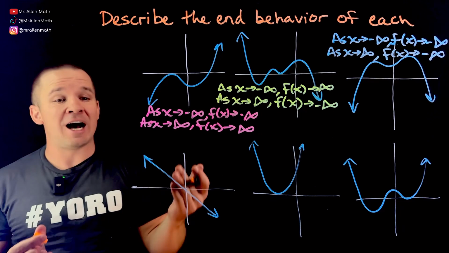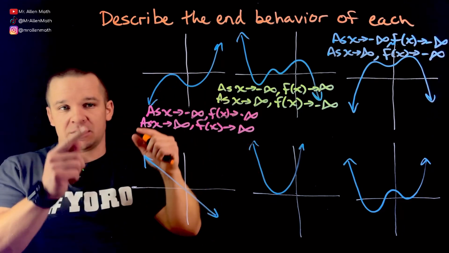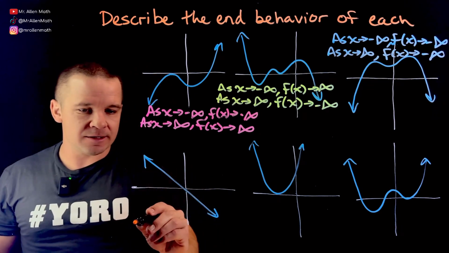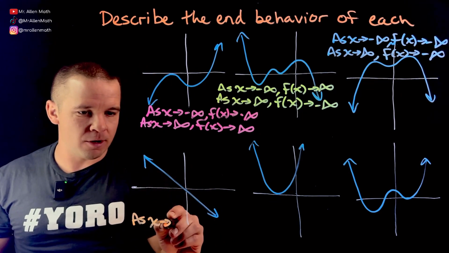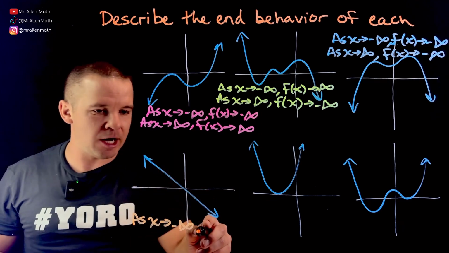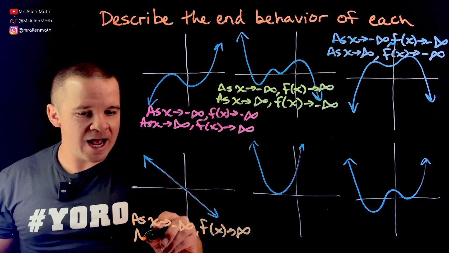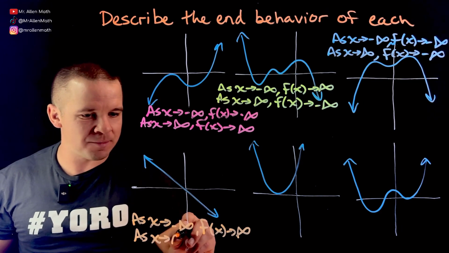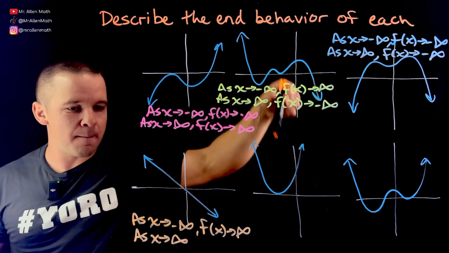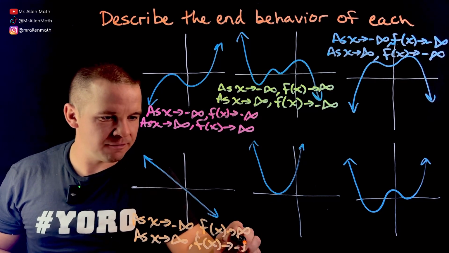So we've got ourselves an odd degree. It looks like a linear function here, yes? My end behaviors should be different. One should be positive, one should be negative. So as x approaches negative infinity, as I go to the left, my graph is going up. So f of x is approaching positive infinity. And as x approaches positive infinity, as I go to the right, my graph's going down. F of x approaches negative infinity.